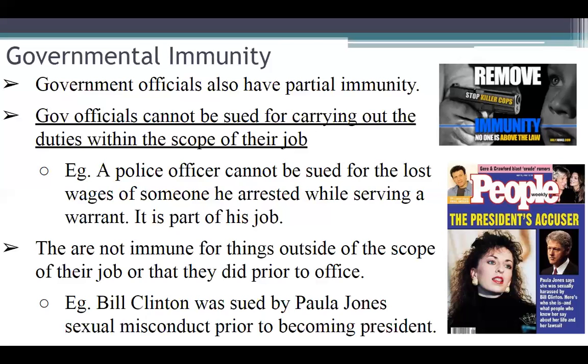Figures such as politicians and police officers and any sort of government officials, they can be sued for things that they did before they came into their office, or for things that they did while in office, however, were not part of their job. So like, for example, President Bill Clinton was sued by Paula Jones for sexual misconduct prior to becoming president, right? And so because this happened before he became president, he couldn't use presidential immunity to keep him safe from this lawsuit.